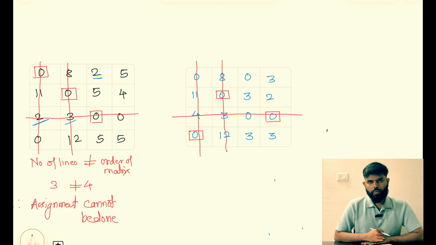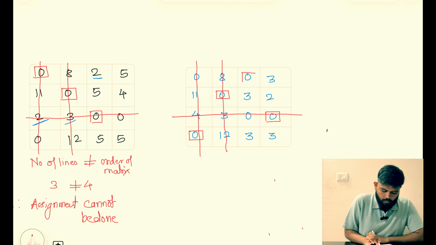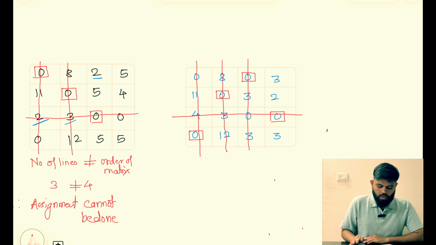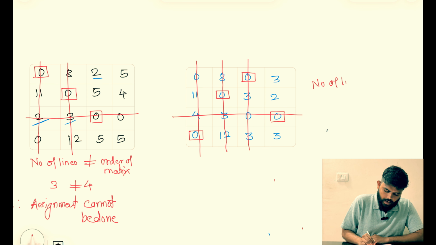So now we will repeat the process. We will again go for row scanning. Now see, in the first row we have one 0, so we will box it and scratch the column. So now scratching of all the zeros is done. So we can say that the number of lines is equal to the order of the matrix. So 4 equals 4. Therefore, assignment can be done.